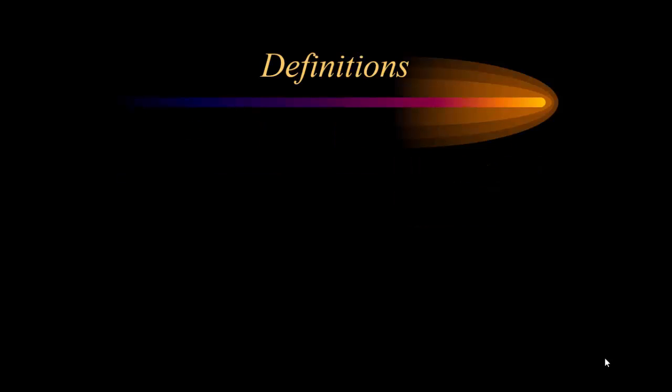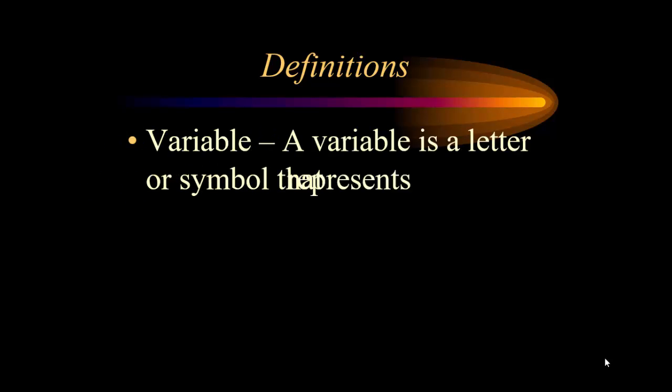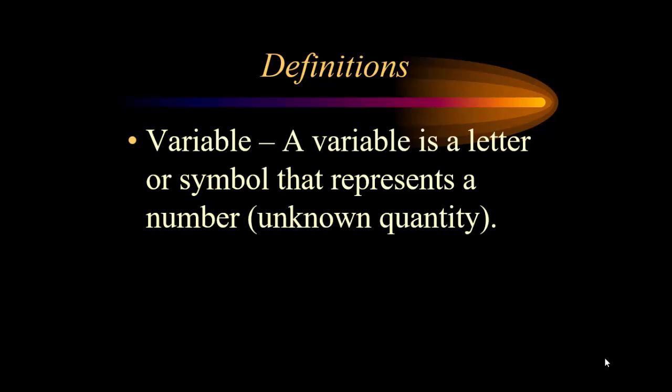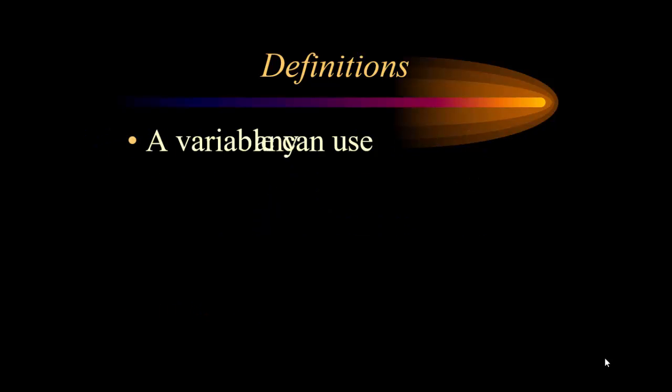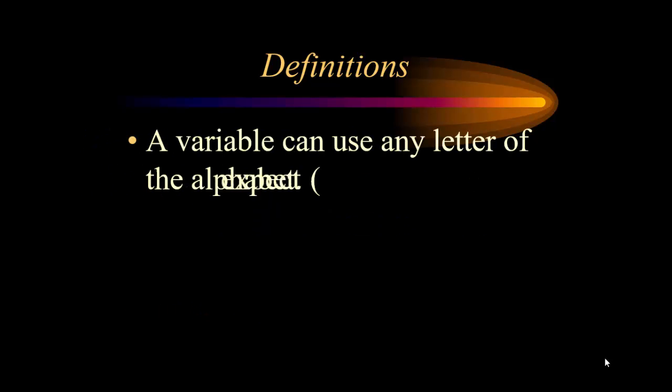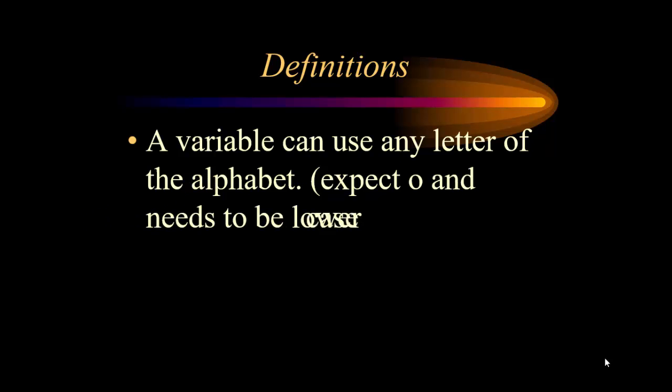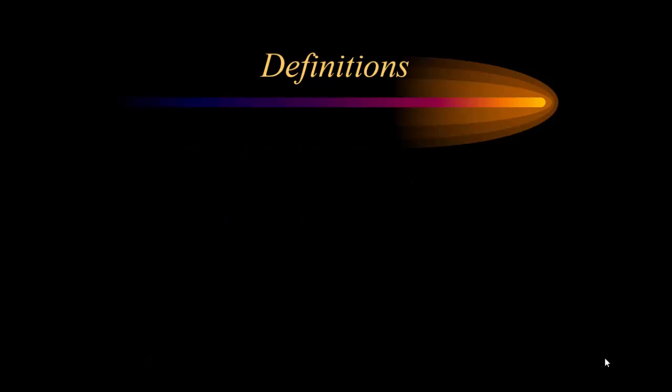To begin, we're going to start with some definitions. A variable is a letter or a symbol that represents a number, which is also an unknown quantity. So when we have this example, 8 plus n equals 12, n is the variable. A variable can use any letter of the alphabet except O, and it needs to be lowercase. So we can have n plus 5, x minus 7, w minus 25.